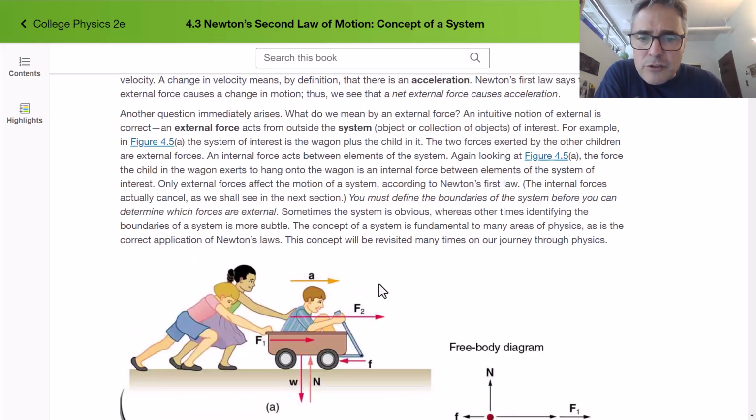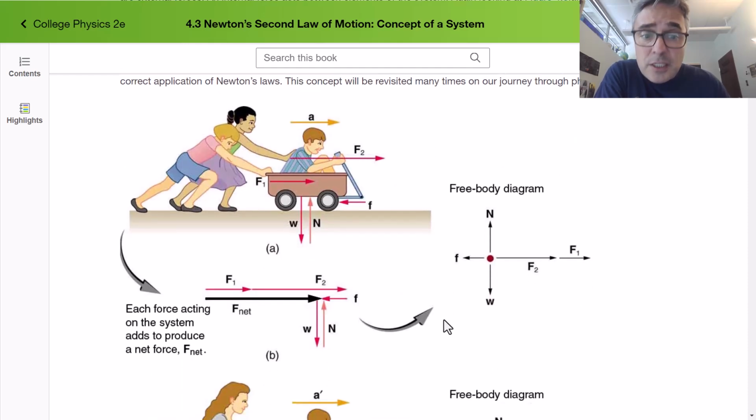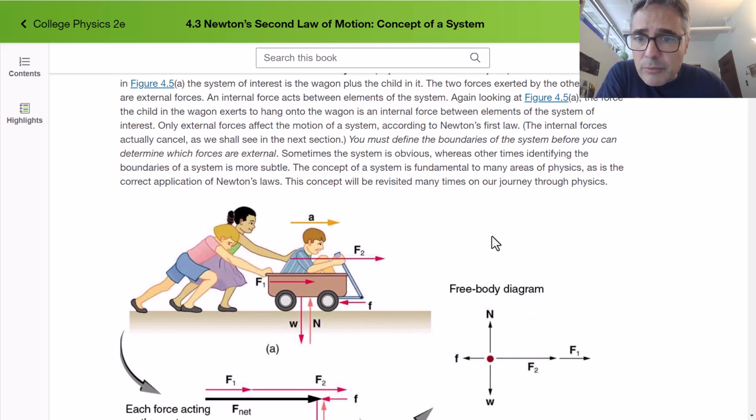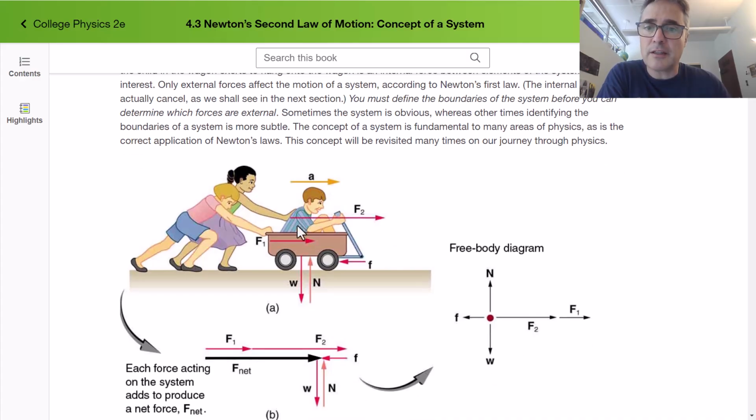Before that, they introduce a lot about what a net force is. If you have a free body diagram, part of your sketch is to draw a free body diagram. You put the object that you're thinking about, which in this case looks like the boy in the wagon, and you draw that as a dot, and then you draw all the forces acting on that object as vectors going away from that dot. So what's going on here? This boy is being pushed by 2 people. One is exerting F1 and one is exerting F2, so you put both those vectors pointing towards the right here.